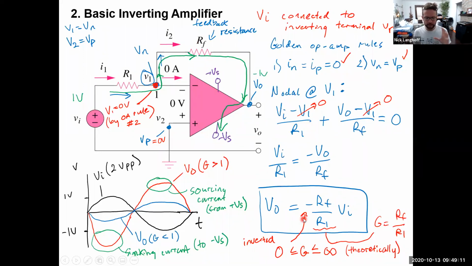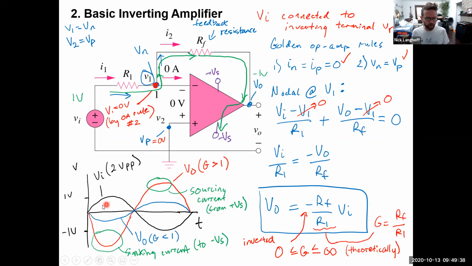The gain is the ratio, the relationship is V out is equal to negative RF over R1, the ratio of these resistors, times VI. That negative out front is what tells you that is also part and parcel of it being an inverting amplifier. Remember, the gain can go anywhere between 0 and theoretically infinite.